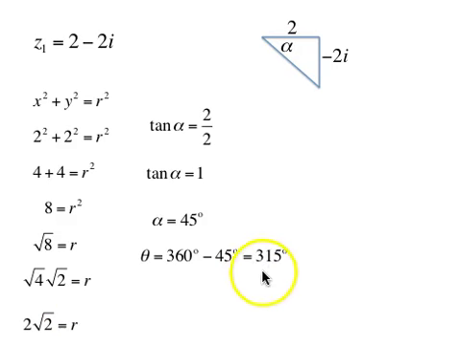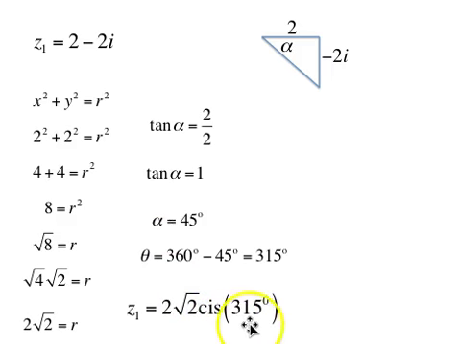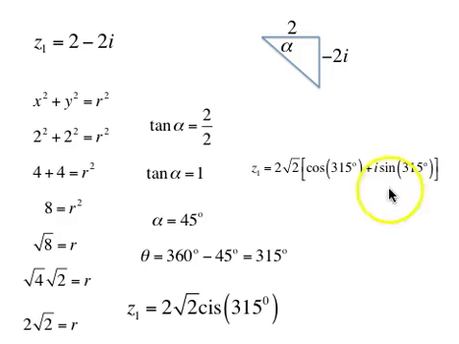So we have r in that form, we have theta in that form, and we can express complex numbers in the r cis theta form. So z1 can be thought of as 2 root 2 cis 315 degrees. Cis is shortcut notation for cos theta plus i times the sine of theta. So that's cos 315 degrees plus i times the sine of 315 degrees. And that's our polar form for that complex number, 2 minus 2i. It can also be expressed as 2 root 2 times cos 315 degrees plus i times the sine of 315 degrees.